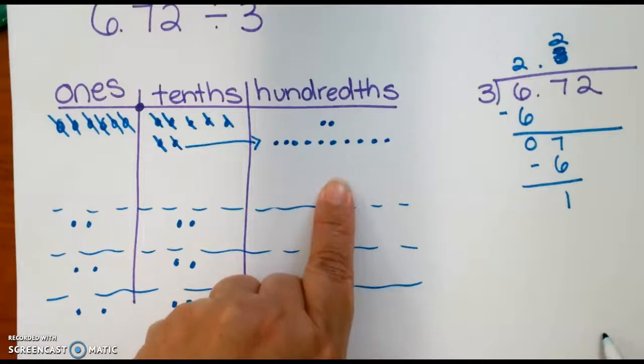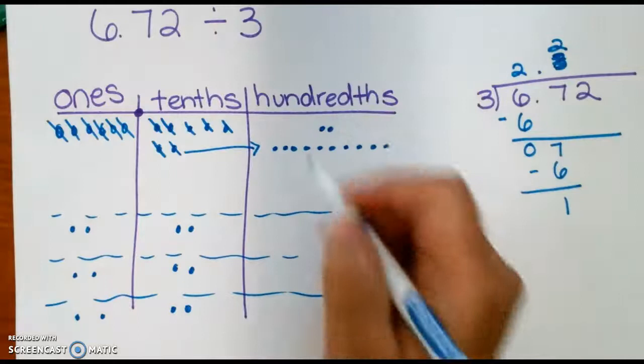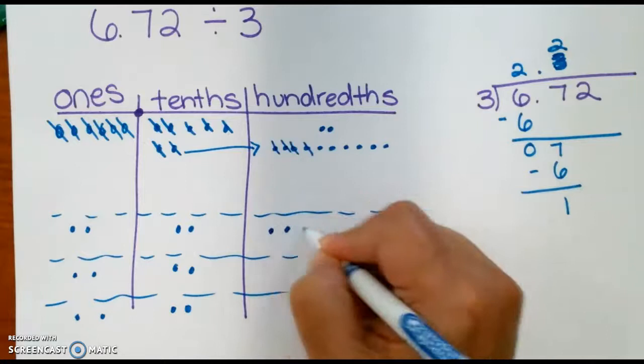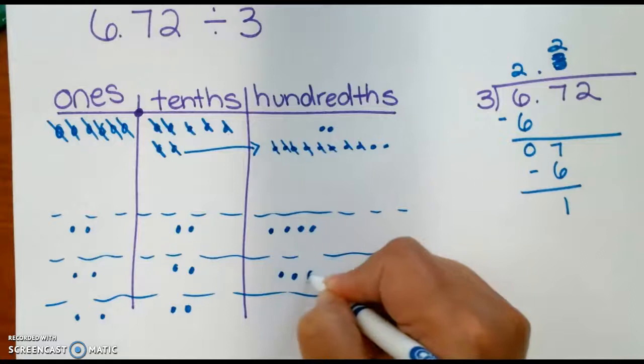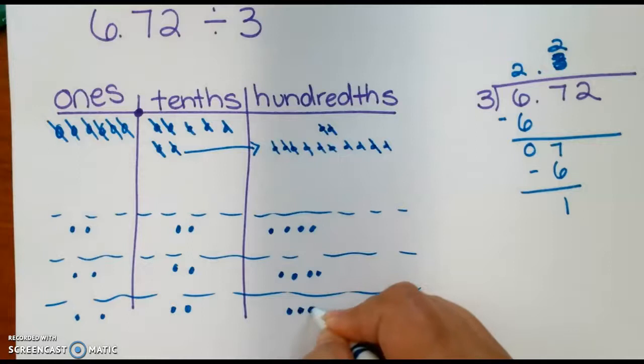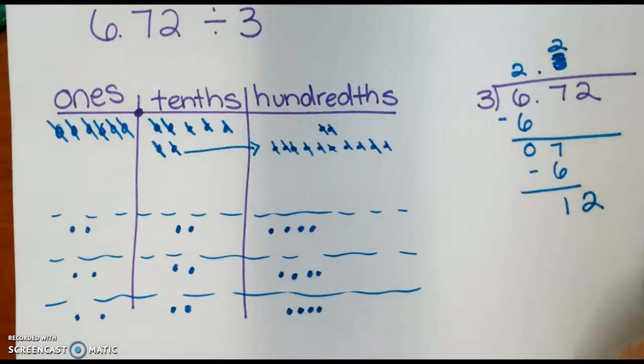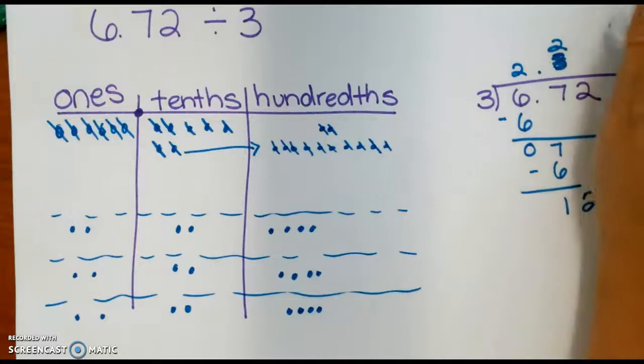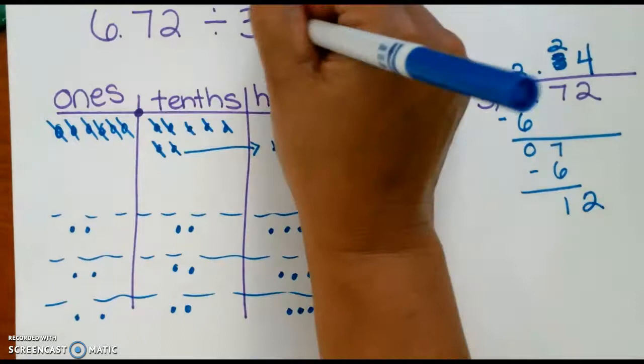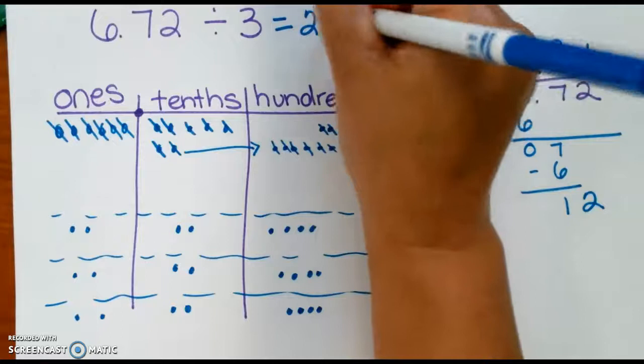12 divided by 3 is how much? 4. So I'm going to put 1, 2, 3, 4 in my first group. I'm going to put 1, 2, 3, 4 in my second group. And I'm going to put 1, 2, 3, 4 in my third group. So, I forgot to bring down my 2. 12 divided by 3 is 4. So, 6.72 divided by 3 is 2.24. Okay, let's try another one.